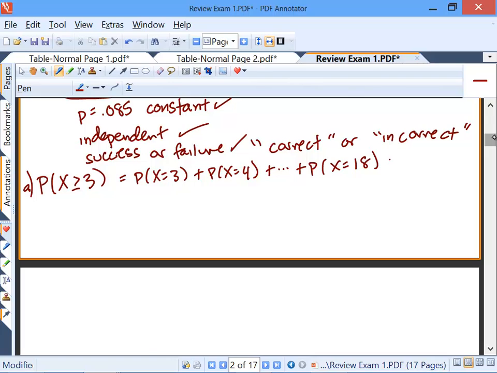1 minus, use the complement rule. So which probabilities do I need? I need 1, 2, and 0.